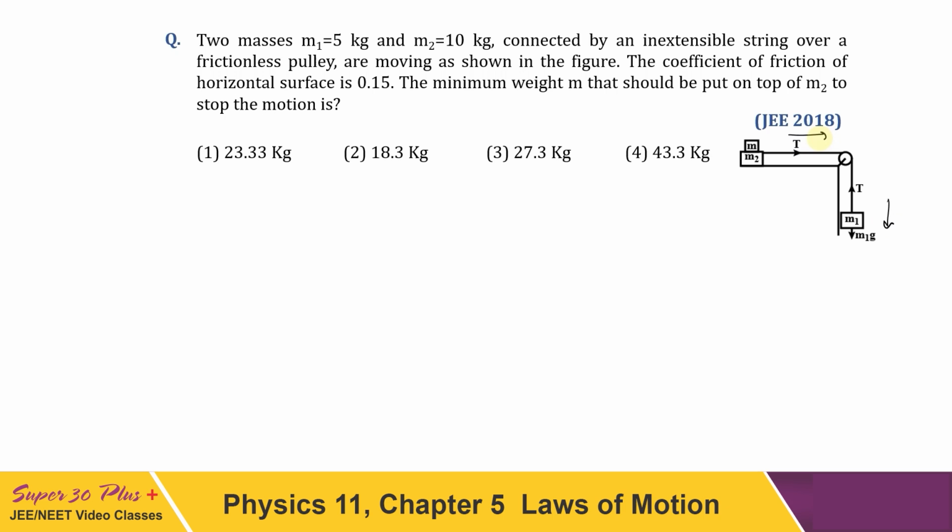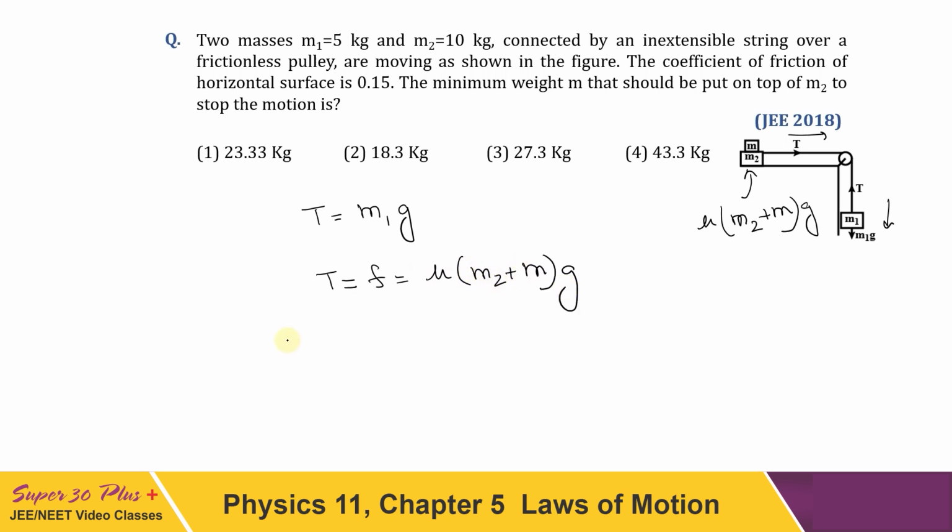Let's start the solution. What friction will be acting here? It has to be mu multiplied with (M2 plus M) multiplied with g. So it is the resultant friction force here, which will be acting towards the left. If the system is not moving, then T should be equal to M1g for the hanging block. And for the block on the surface, T should be equal to the friction force, which is mu (M2 plus M)g.